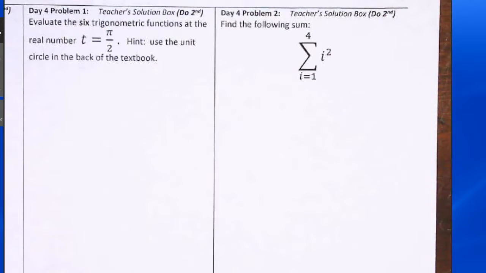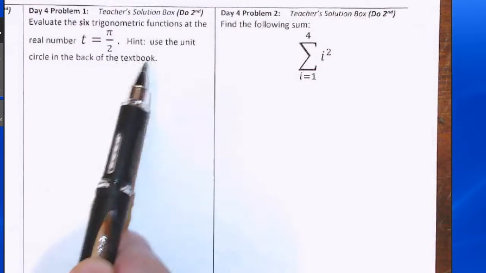Here's a solution for day 4, problem 1. Evaluate the 6 trigonometric functions at the real number t equals pi over 2. We're going to use the unit circle in the back of the book.